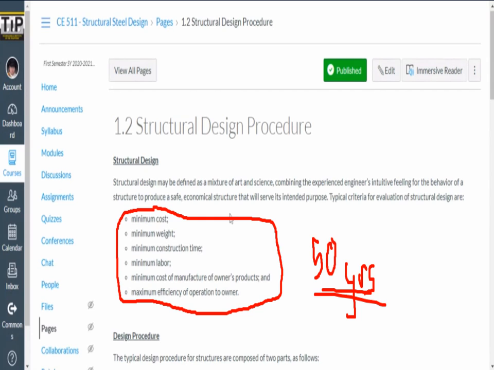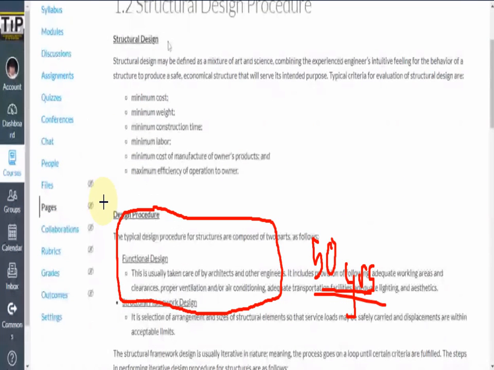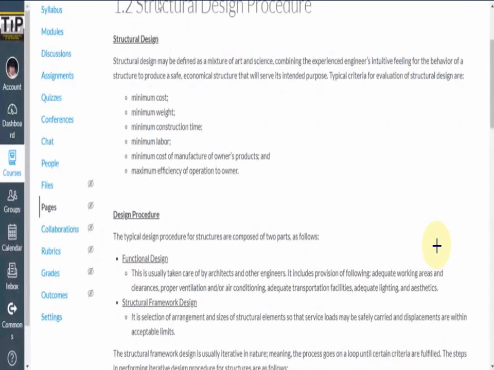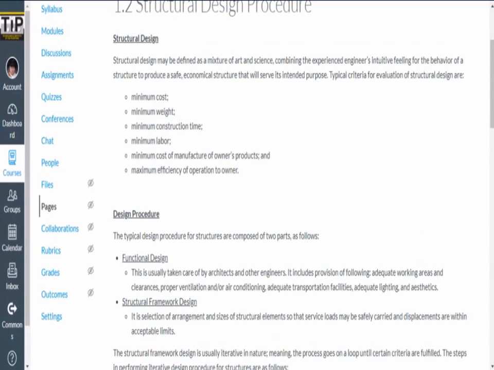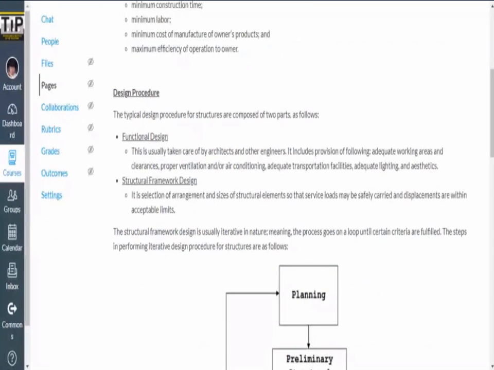Okay, so there you go. So now, how do we actually perform structural design? The typical design procedure for structures are composed of two parts usually. We have the functional design and the structural framework design. Functional design is designed such that it will support the intended use or function of the structure. So this one is usually taken care of by architects and the other engineers, such as electrical, master plumbers, sanitary engineers, etc. Mechanical engineers na.